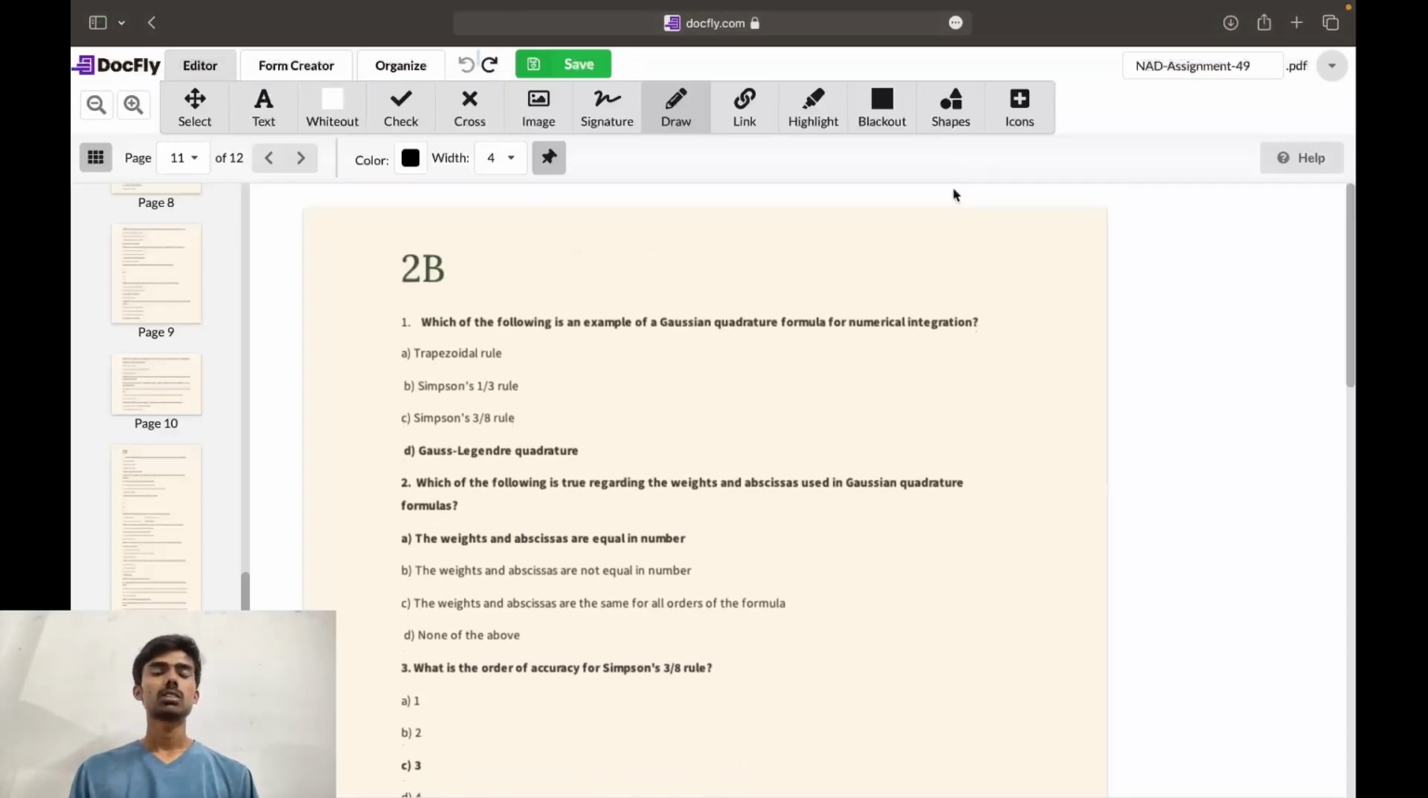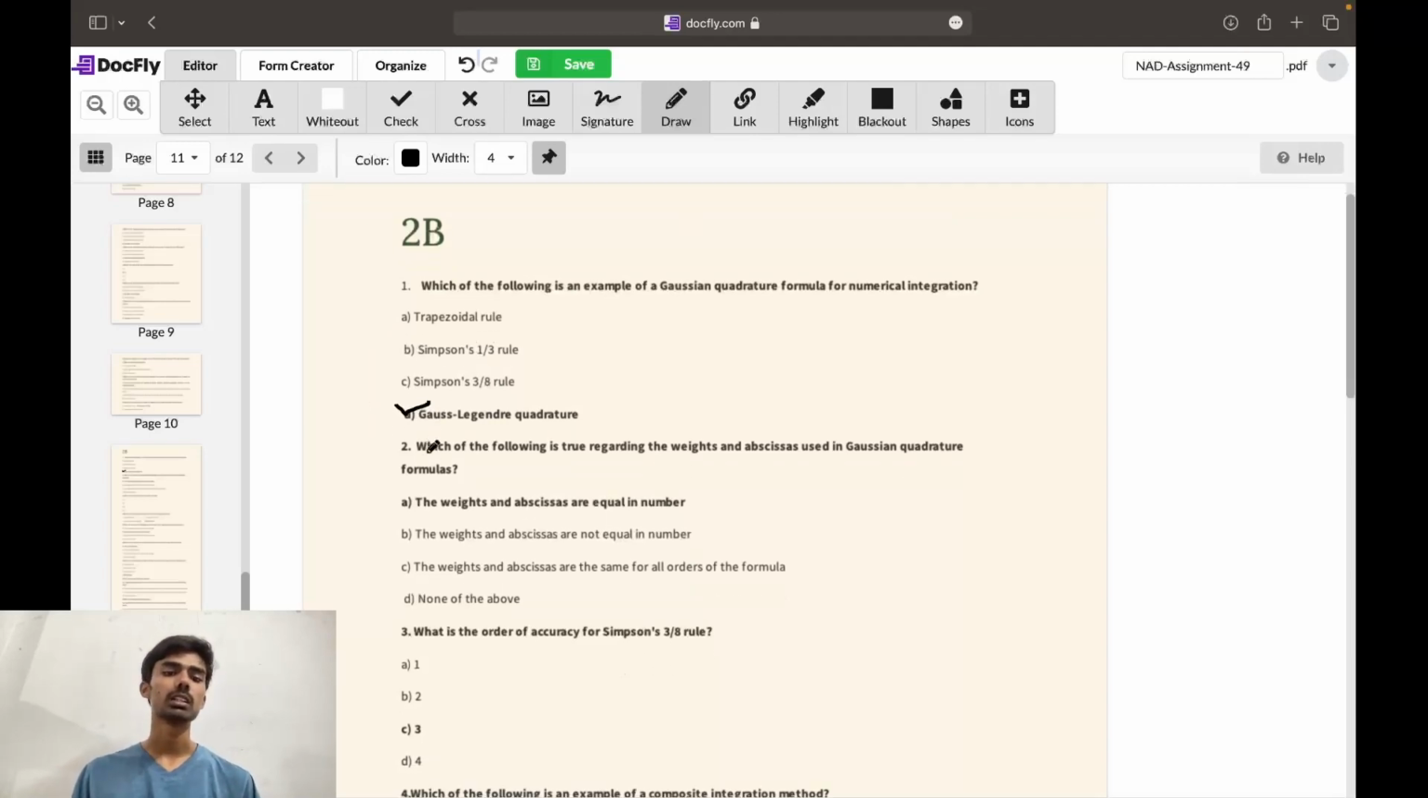Now we have another set of questions regarding multiple choice questions of numerical integration and interpolation. Looking at the first question: which of the following is an example of a Gaussian quadrature formula for numerical integration? Options A, B and C are all derived from Newton's Cotes formula, so these cannot be the answer. The right answer is Gauss Legendre quadrature, which is an example of a Gaussian quadrature formula for numerical integration.